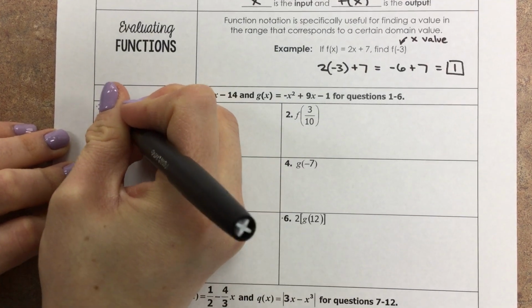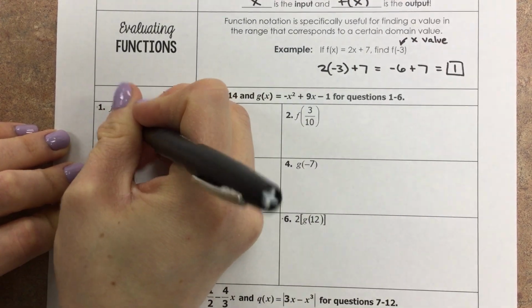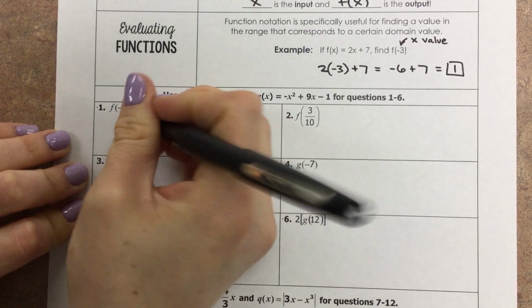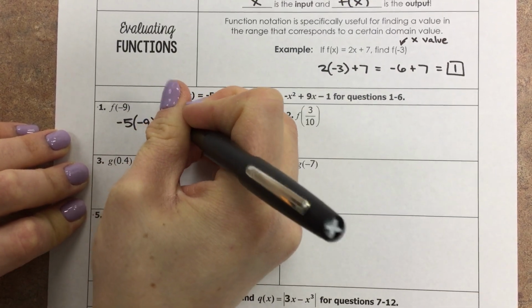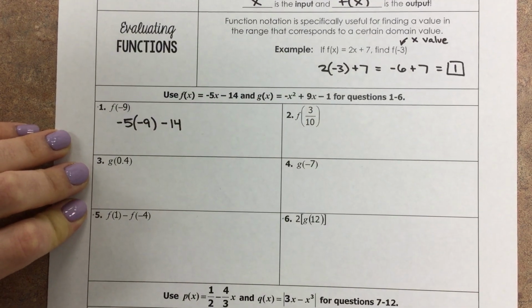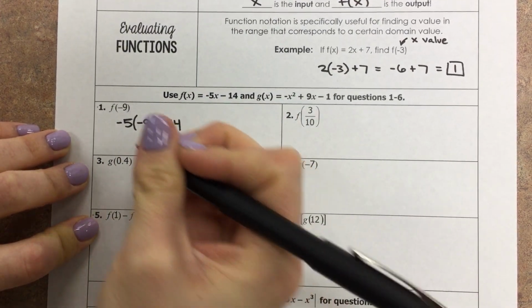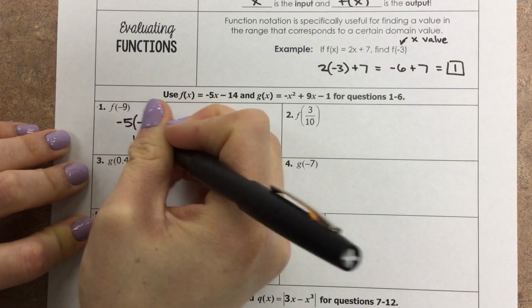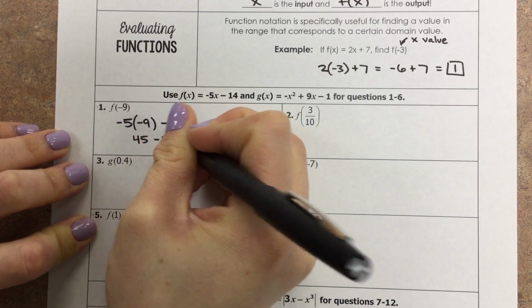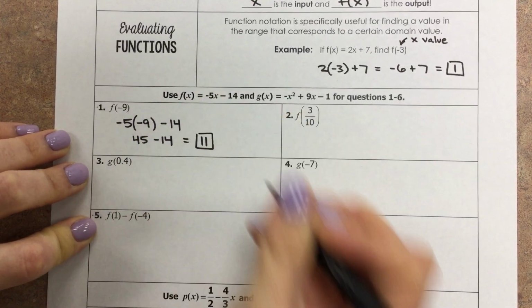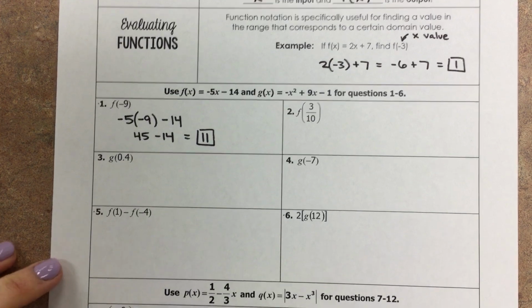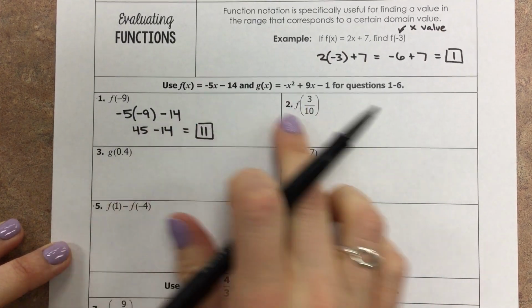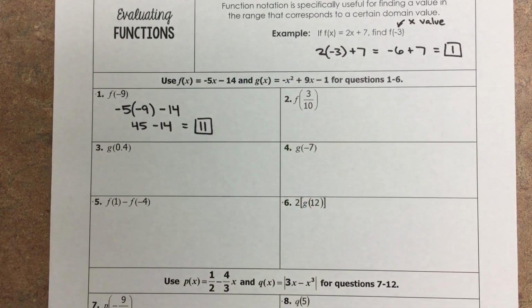That'll look like this. We have negative 5, and then instead of the x, we're plugging in this negative 9, then minus 14, and then you just evaluate it. Negative 5 times negative 9 is 45, and minus 14 leaves you with 31. The answer for all of these on this front page should just be numbers. So we get 31 there. Let's look down. These ones are all the same thing. You're just taking different values and plugging them into one of these two functions.